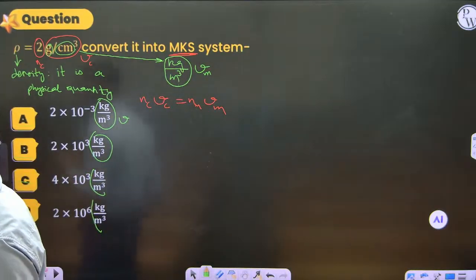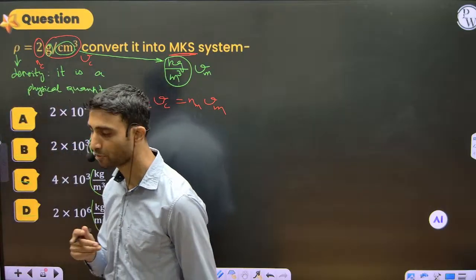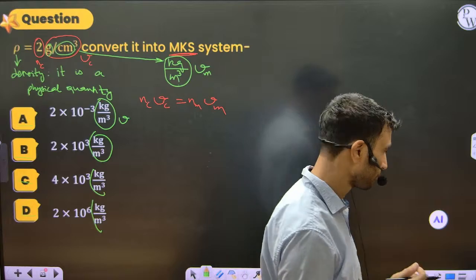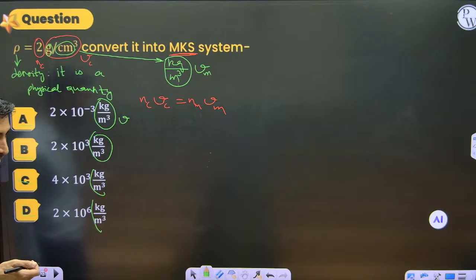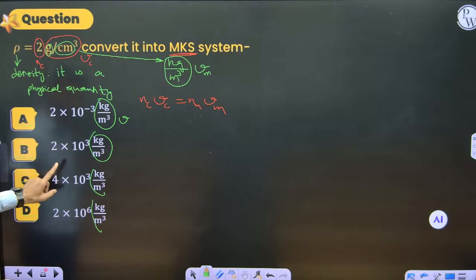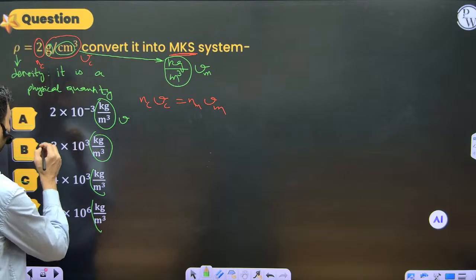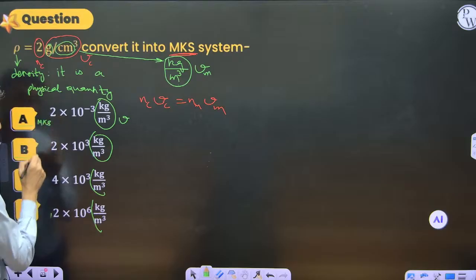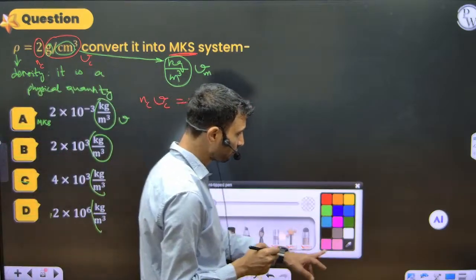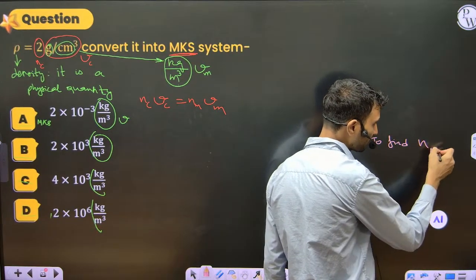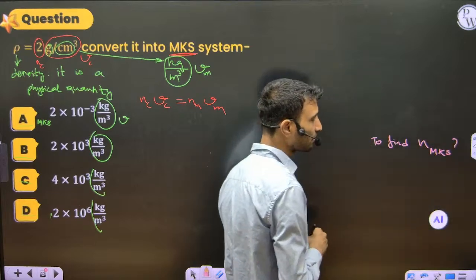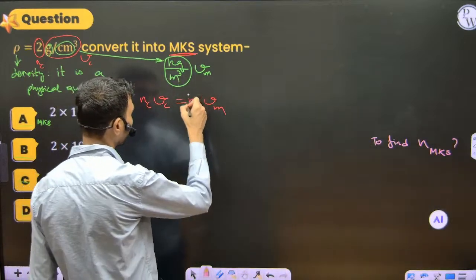Now, what do we have to decide then? Because units are the same everywhere, what we have to decide on is not the unit, it is the number. We have to decide which number is correct out of these 4 numbers. And the number is written in MKS. So let's clearly write down what we have to find. We have to find the number written in the system MKS, that is NM.